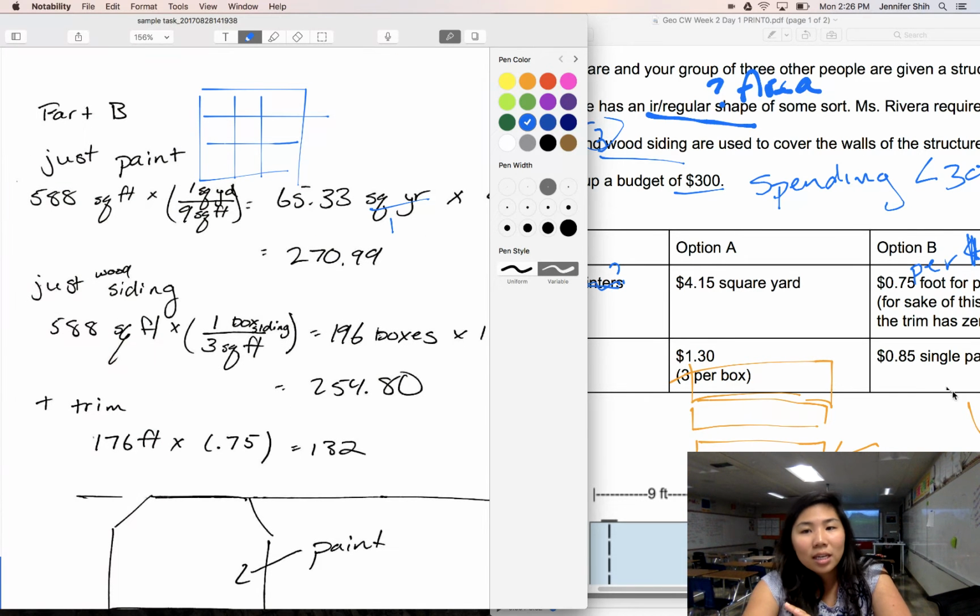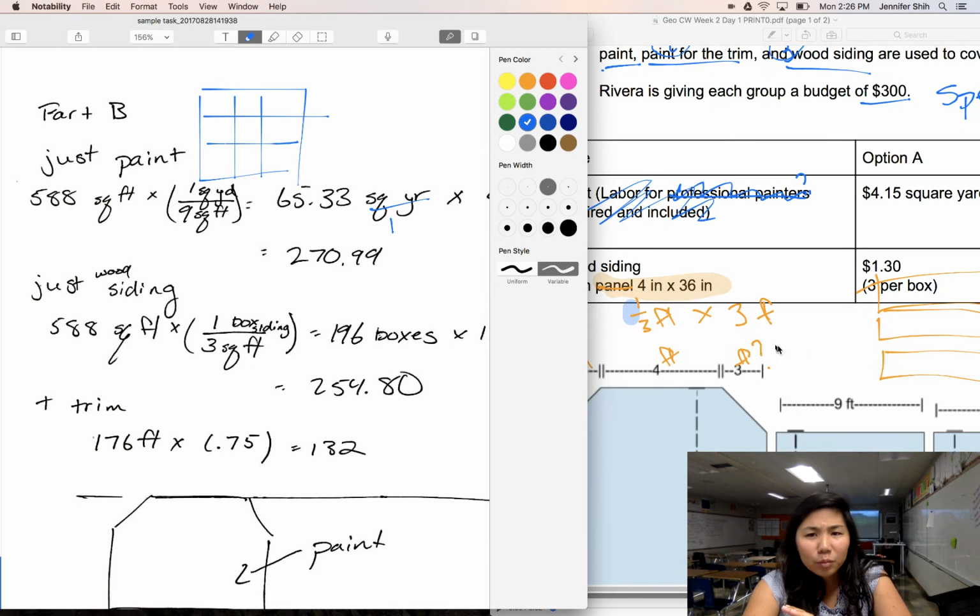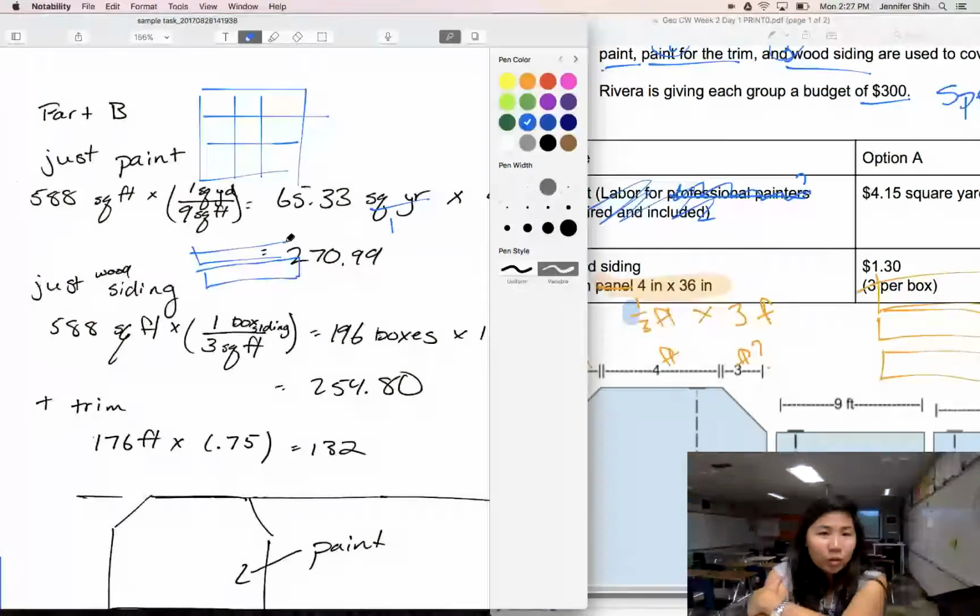With the wood siding, it's a little tricky because it's 4 by 36. So it's actually 1/3 of a foot by a yard. So to make 3 of them, you're going to get 1 foot this way. This total is 1 foot, and this total is 3 feet. So that means that out of my total area, I divide by 3, because there's 3 square feet per box. Yes, each box is 3 square feet.